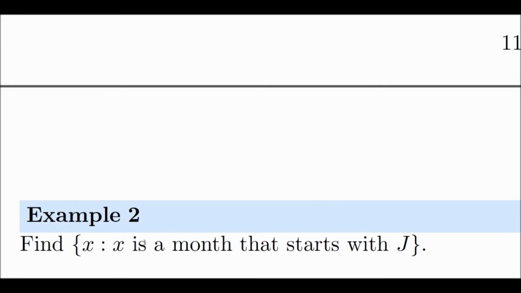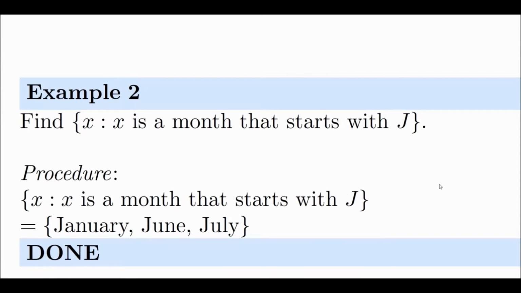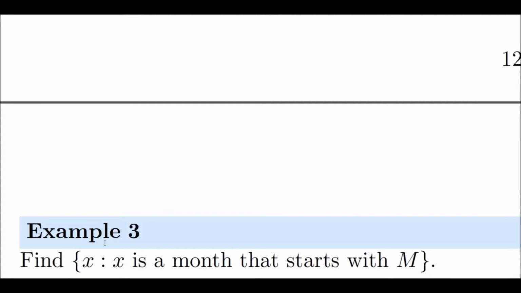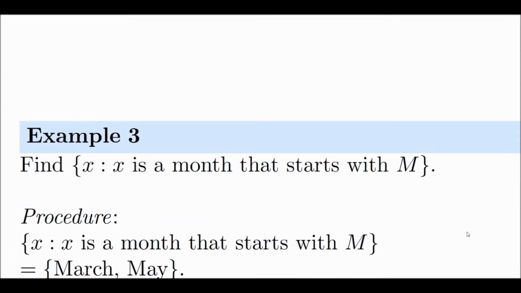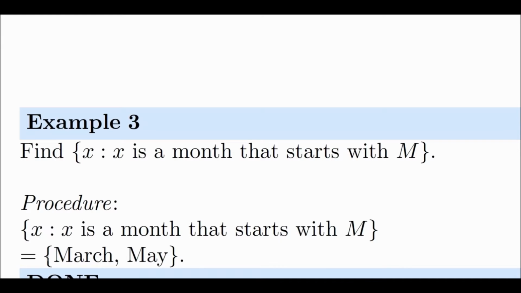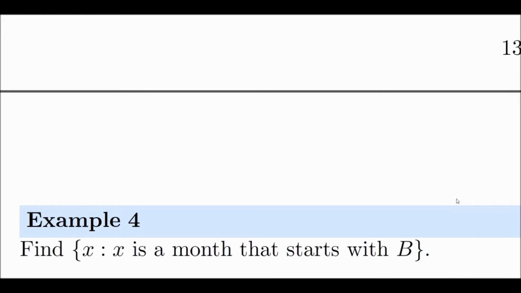Here's another example. Let's find the set of X such that X is a month that starts with J. This would be all the months that start with J. You could write that set in roster notation like this. It's the months January, June, and July. Now I want to find the set of X such that X is a month that starts with M. This will be all the months that start with M. So you could write this in roster notation like this. It's just the months March and May. Here's another example. Let's find the set of X such that X is a month that starts with B.